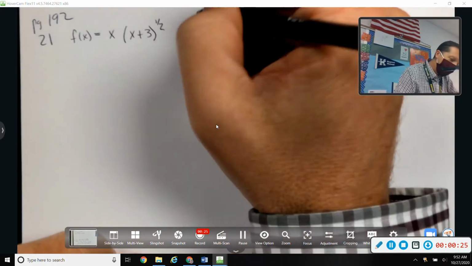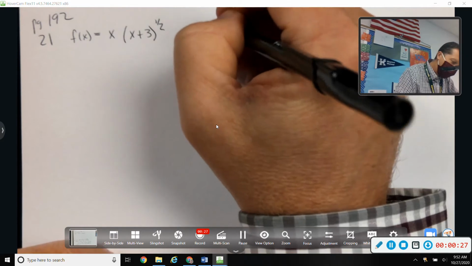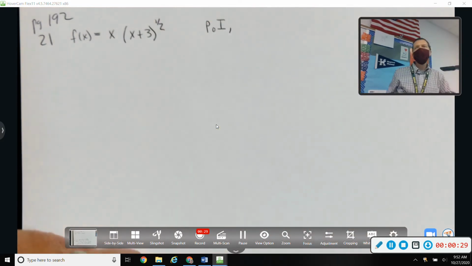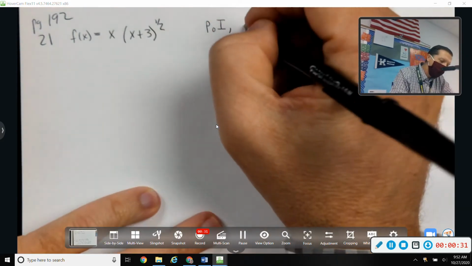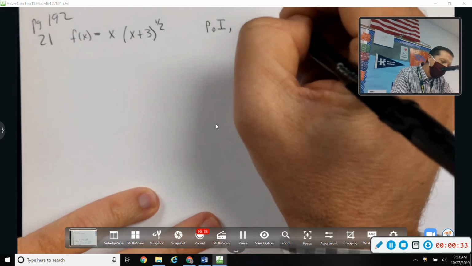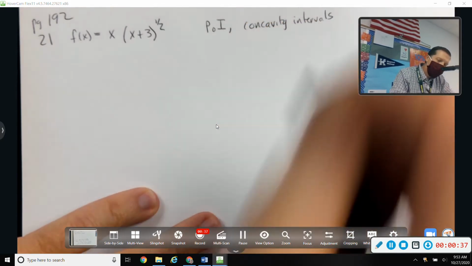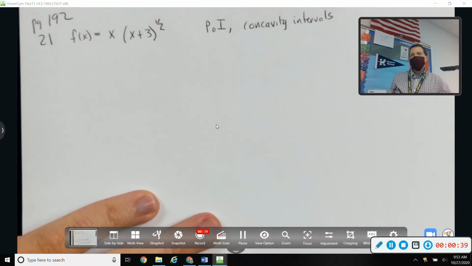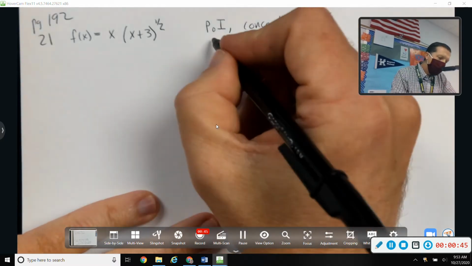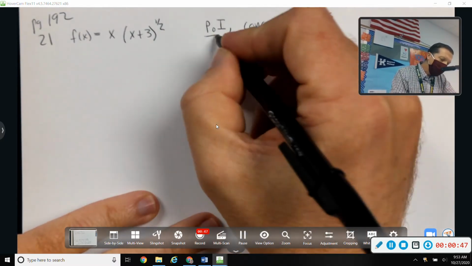I don't like that instruction. Like it wants you to write some essay on concavity. I think it just wants the concavity intervals. So we're not really going to discuss. We're just going to tell them where it's concave up and where it's concave down. Both of these are second derivative things.